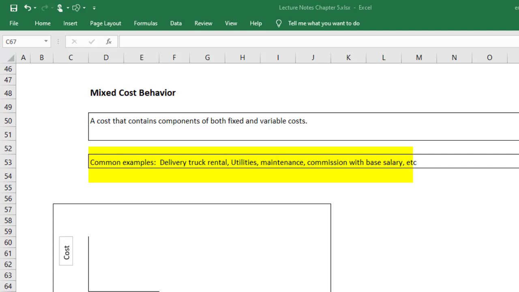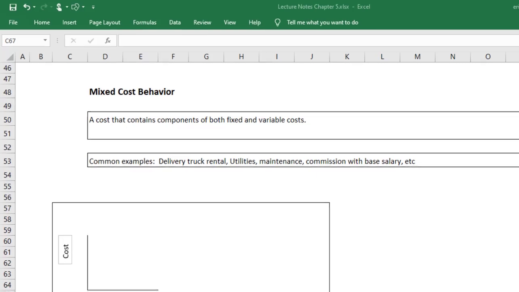One more example, a commission with a base salary. So let's say the base salary is $50,000 a year plus 10% commission. So you have both a fixed amount, $50,000 a year, and a variable amount. Let's look at that on a graph.